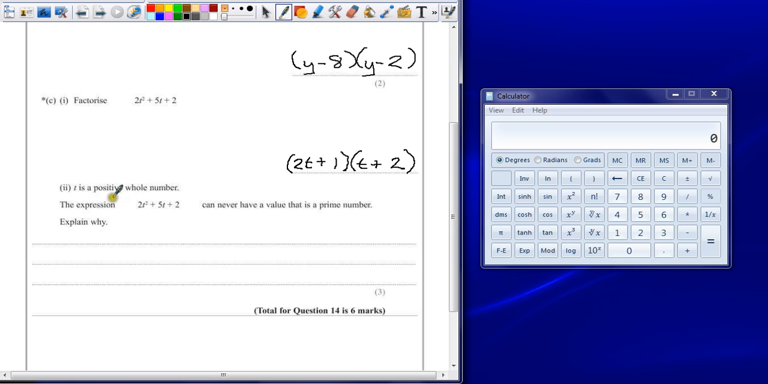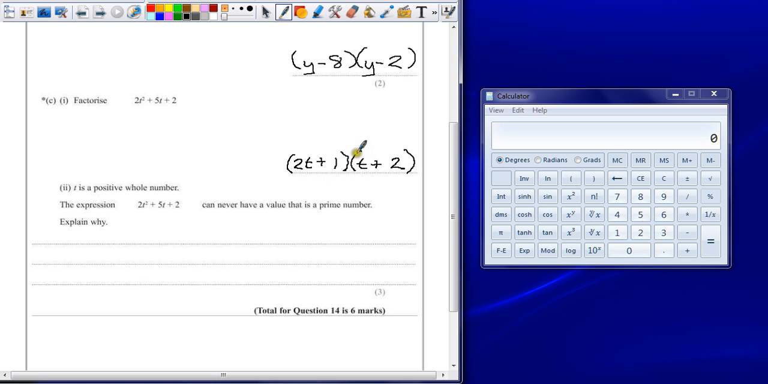But part 2 of question C says t is a positive whole number. So these are all positive numbers and they're all whole integers. The expression 2t squared plus 5t plus 2 can never have a value that is a prime number. Explain why. Okay, now we've already factorised this question, so now we've got to use this answer to be able to explain why we can't have a prime number.